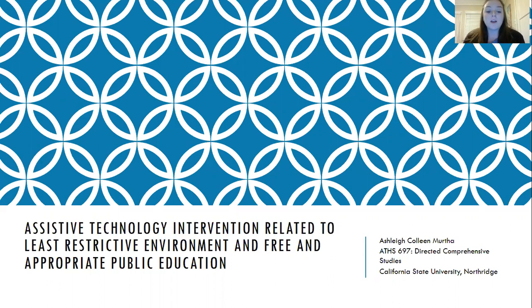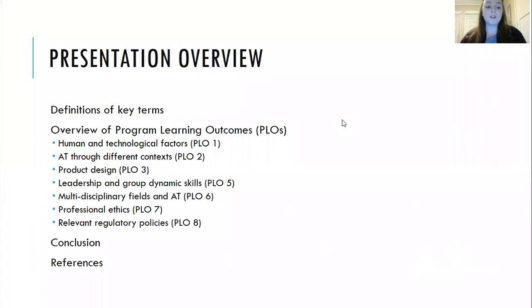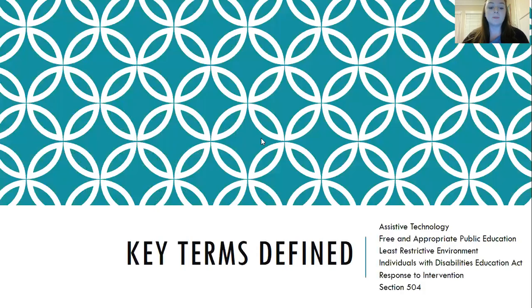Today I'm going to be talking about assistive technology relating to the least restrictive environment and free and appropriate public education. So the overview of my presentation: first I'm going to define some key terms. Next, I'm going to briefly describe the program learning outcomes, and then I'll go into further detail, synthesizing the research articles I found with AT intervention and support. And finally, I'm going to offer my conclusion and access to my references.